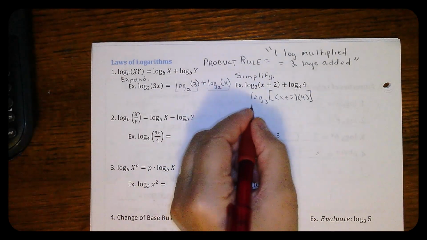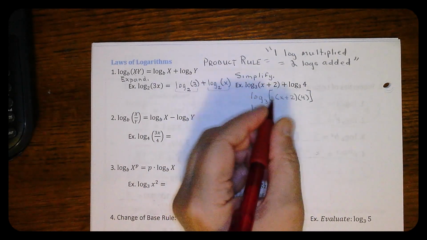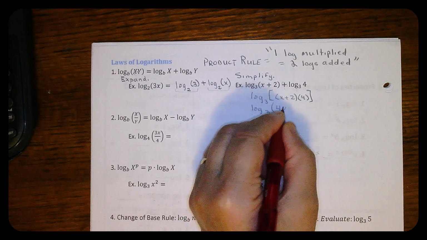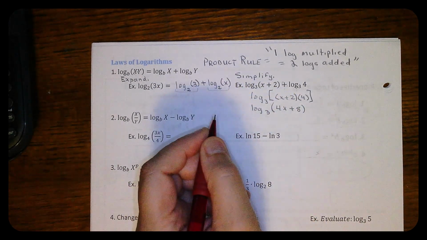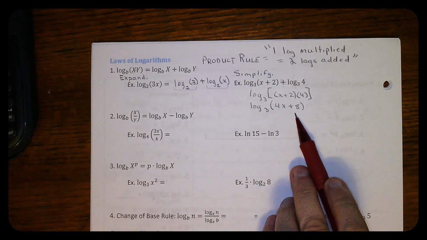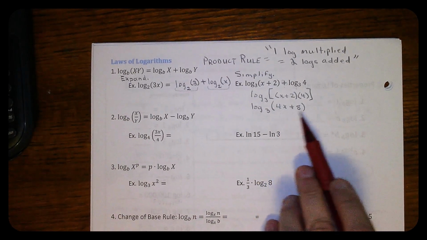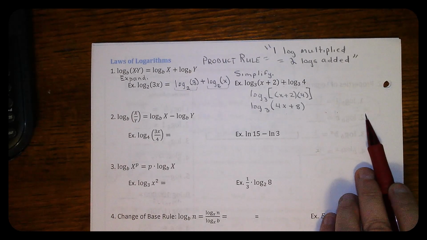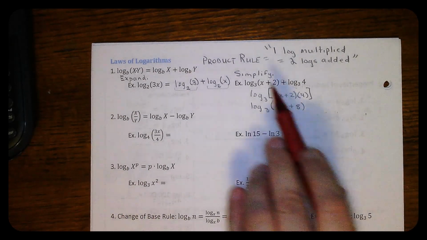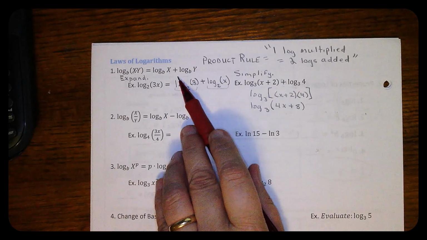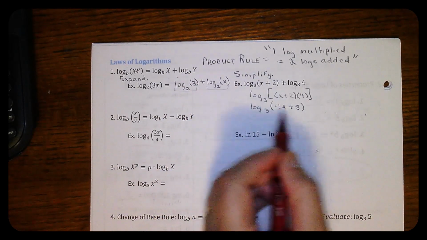All right, so if I do a little bit more math, I can distribute that 4 and get 4x plus 8. Now, can you split those apart? No, it's not 1 log added is equal to 2 logs added. See how that doesn't sound right? 1 log multiplied is 2 logs added. So you can't split those apart.